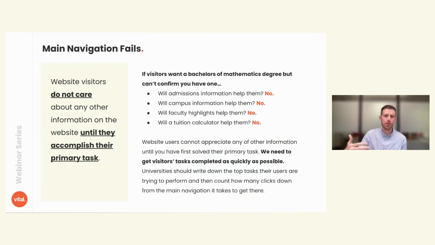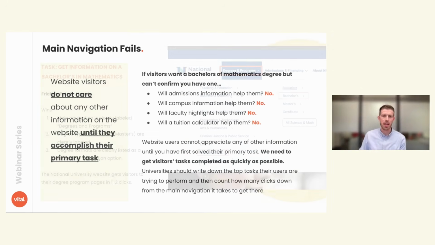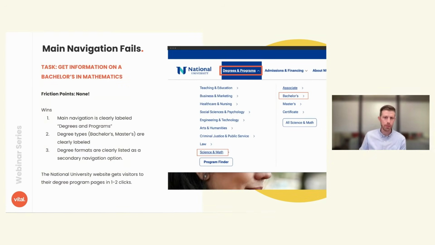And this is where things fall down. People end up leading with a lot of the things I wrote no next to. We need to try to get folks to their tasks faster. Here's an example of where you can do that very easily. So on national, main navigation item. Again, I'm trying to get, let's say I'm a user.